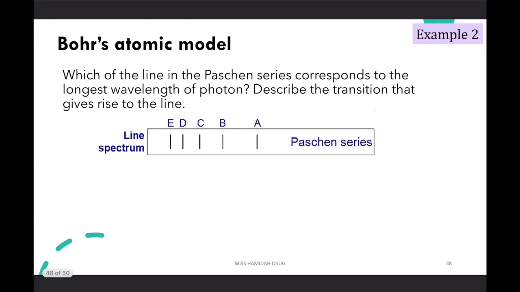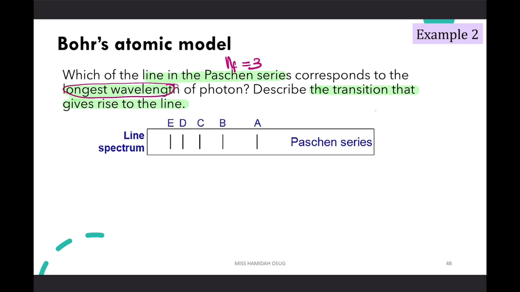Next, example 2. Which of the line in the Paschen series? So Paschen series is where your n final is equals to 3. Okay, which of the line in Paschen series corresponds to the longest wavelength of photon, and you were asked to describe the transition that give rise to the line.